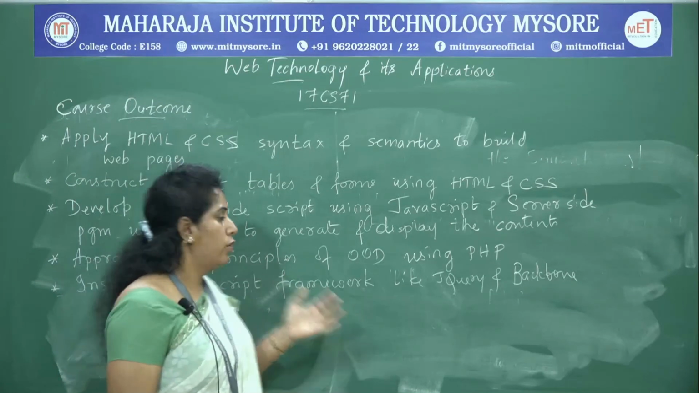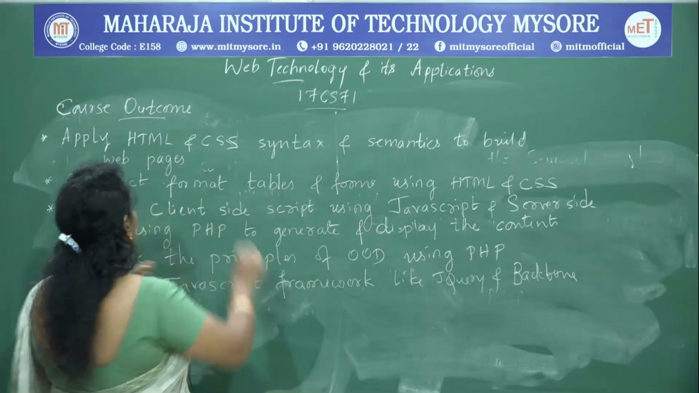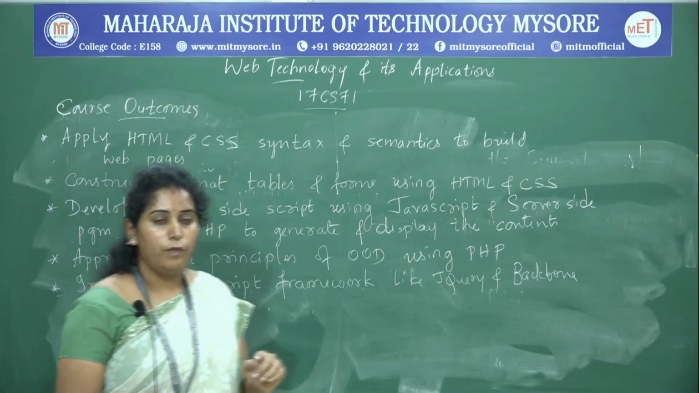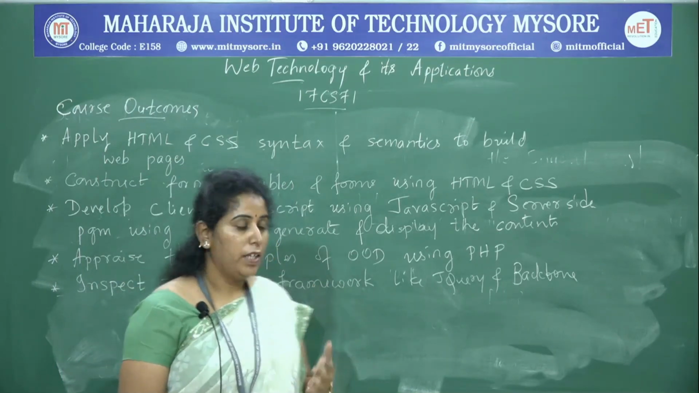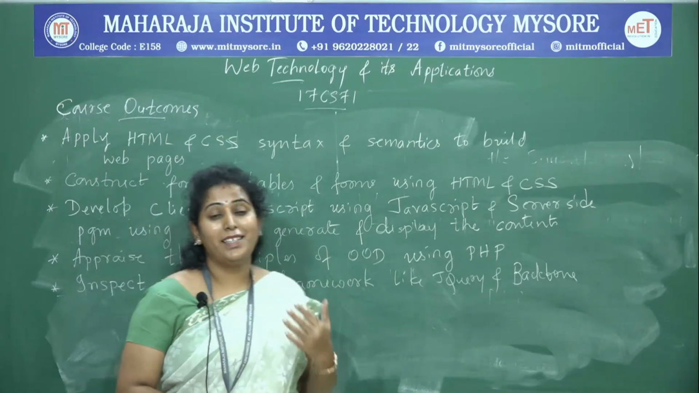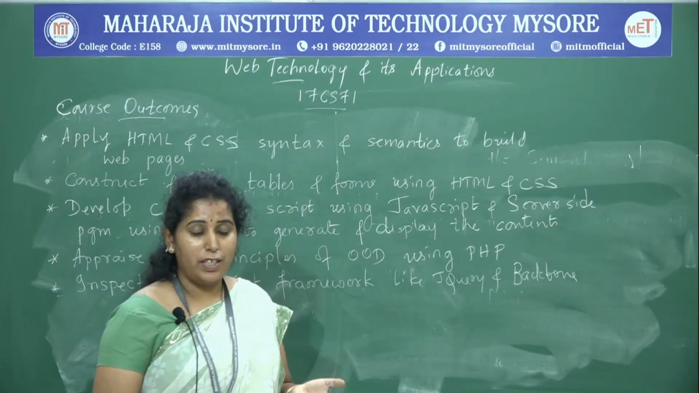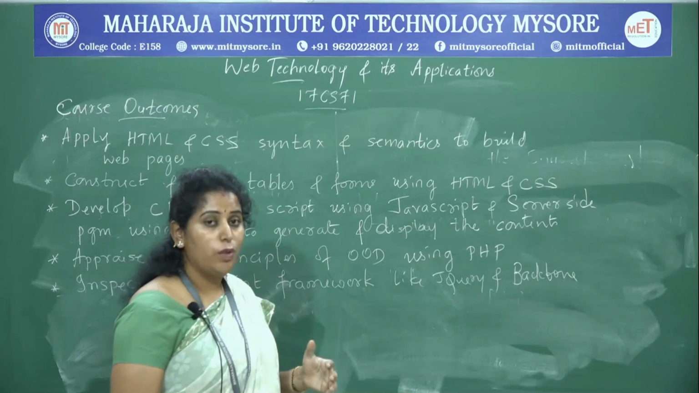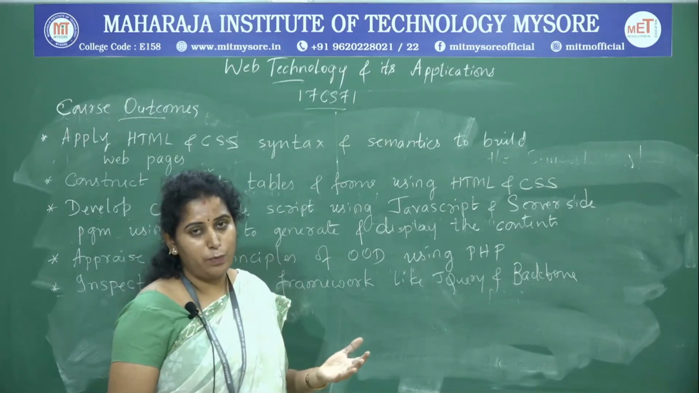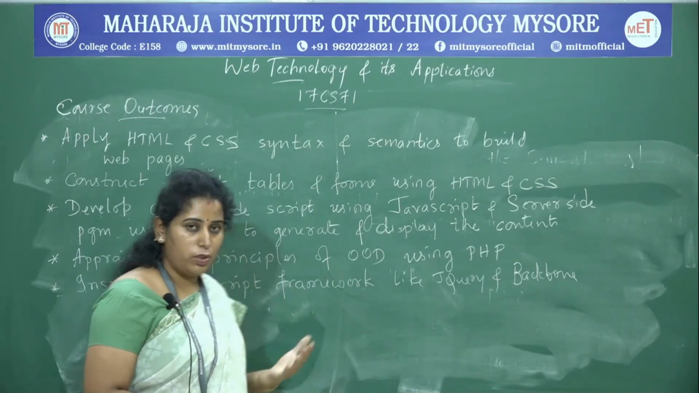So the next one is course outcomes, which is more important. These course outcomes illustrate why you are supposed to study this subject, and what you can learn from this subject at the end of the course. That is what is meant by course outcome.